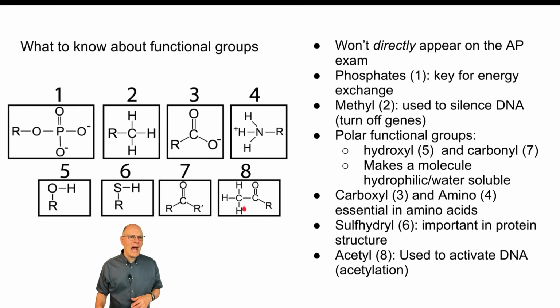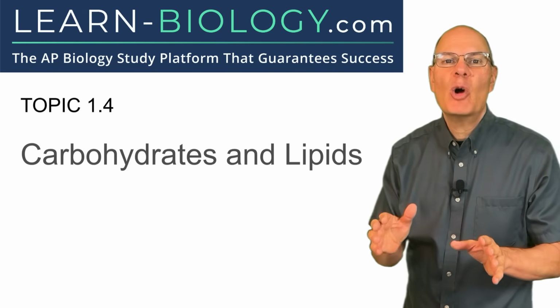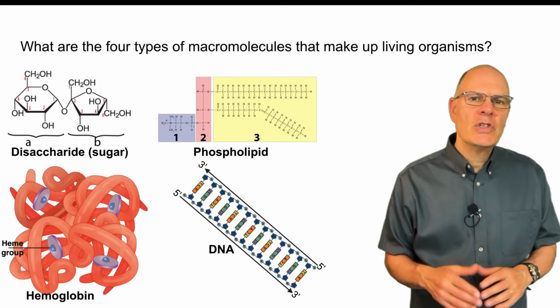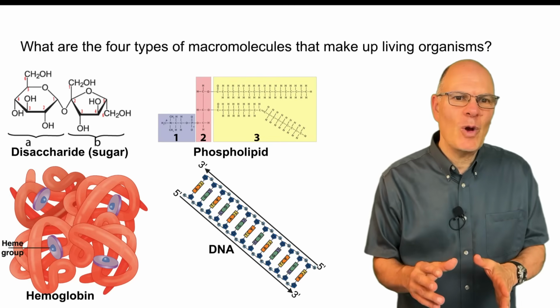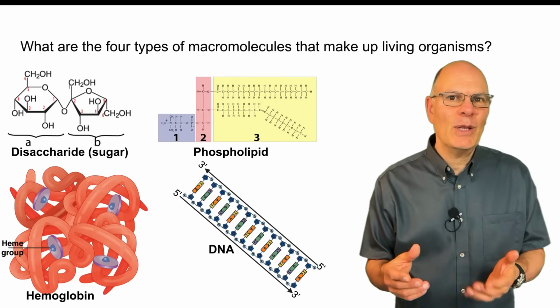So it's kind of the opposite in terms of function from the methyl group that we talked about. Carbohydrates and lipids. So what are the 4 types of macromolecules that make up living organisms?